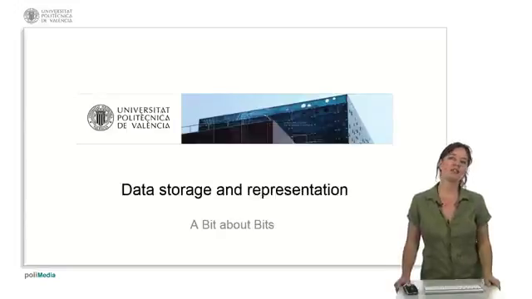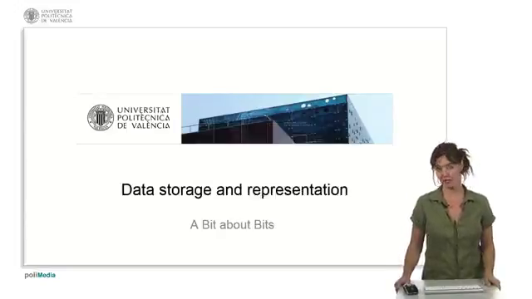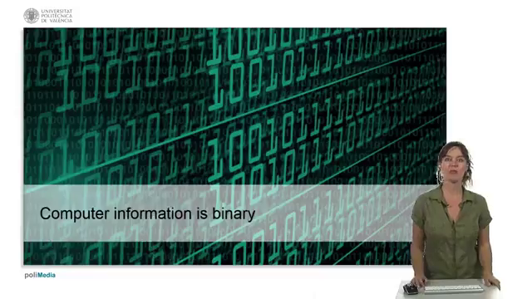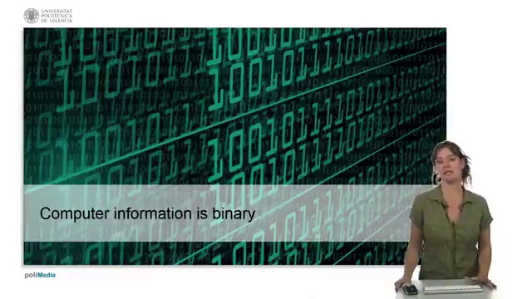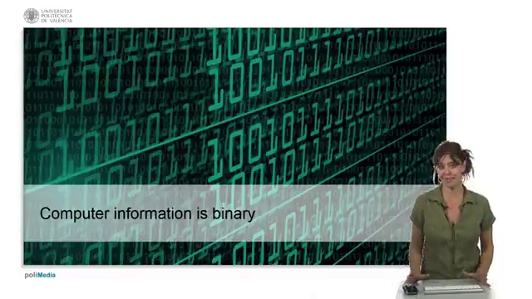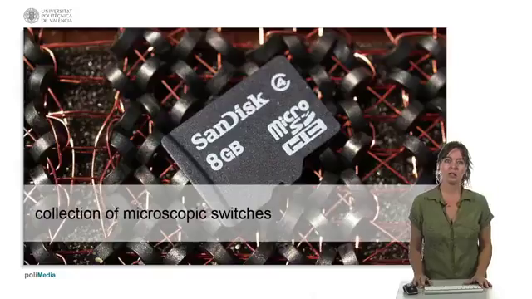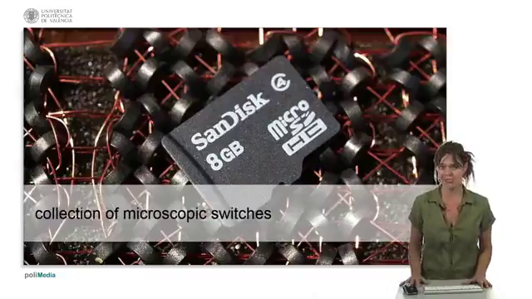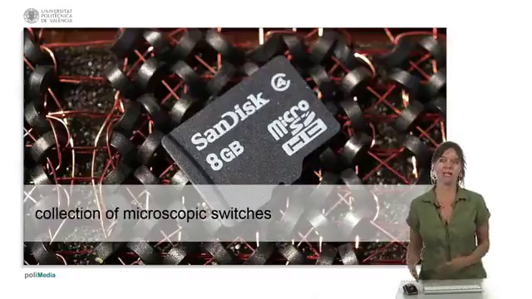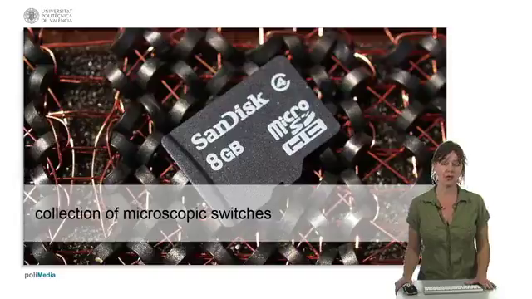In this unit, we'll introduce the concept of binary representation of information. Computers are binary machines, and this basically means that they only have two possible states in their circuits. So we can consider the information in the computer like a collection of microscopic switches that can be on or off. And actually at the beginning they were not microscopic at all.